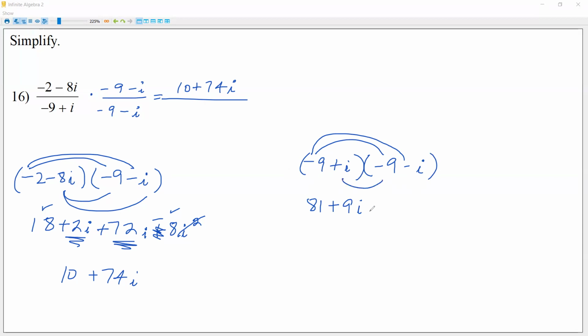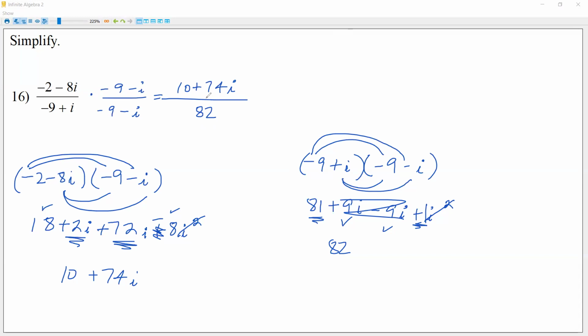Okay, now we're ready to do the inside. i times -9, that's -9i. i times -i is -i squared. I wrote i squared, so I mark it out. I change it to a plus in front of the number, and in this case, it's an understood 1. So I've got 81 plus 1, which is 82. 9i minus 9i, that's 0, so that cancels out. And I just have 82 in the denominator. Okay, so that worked out that I don't have an imaginary number in the denominator.